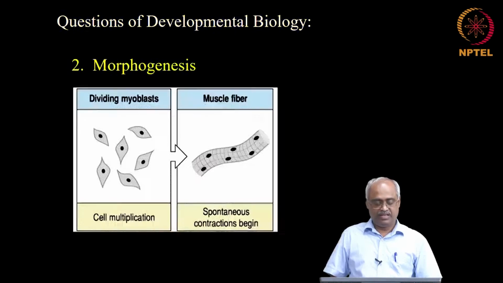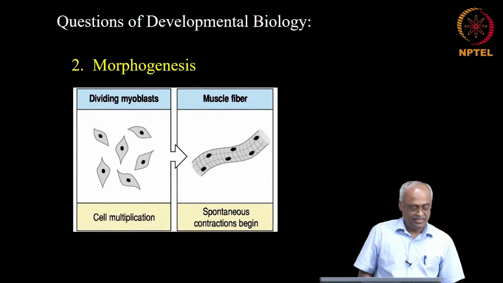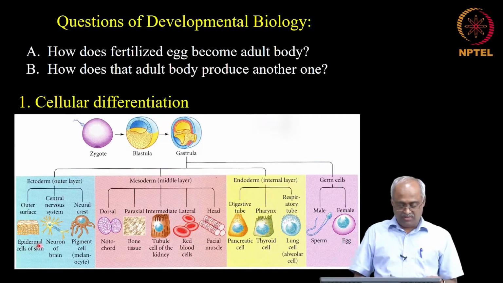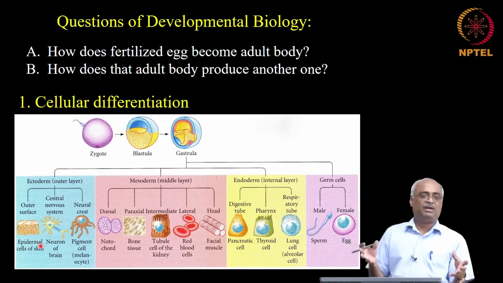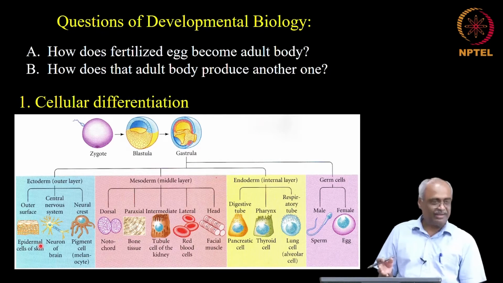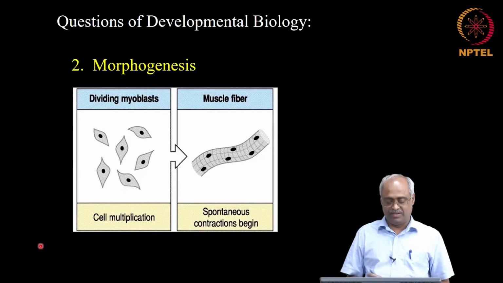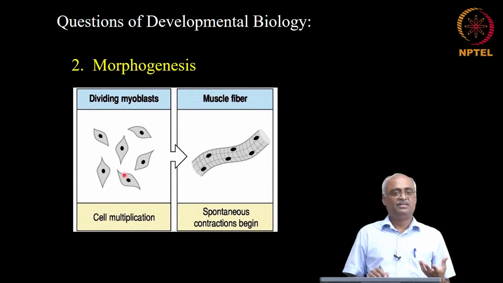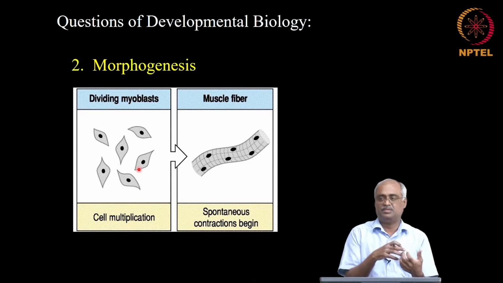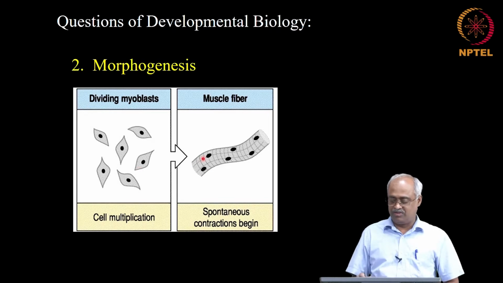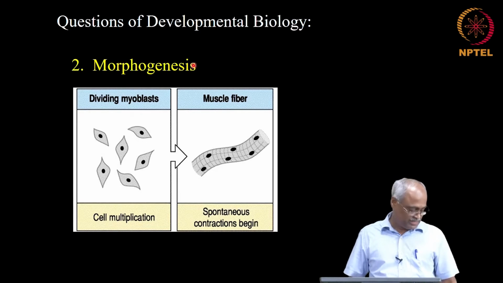And second, morphogenesis. So, okay, fine, I know how to make neurons, okay, I made a lot of neurons. Will they become brain? Will they become spinal cord? No. So, they have to organize and take specific shapes, like for example here myoblasts, muscle cells. So, a lump of muscle cells will not become muscle fiber, that is not going to help you to have contraction and relaxation. So, they have to arrange and take the shape of the muscle fiber, and that shape formation is what is morphogenesis. How does that happen? So, that is another important question in developmental biology.